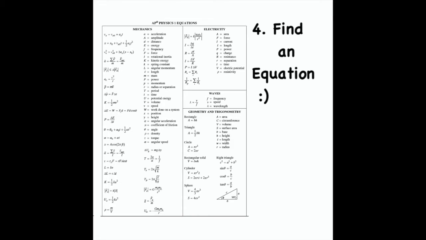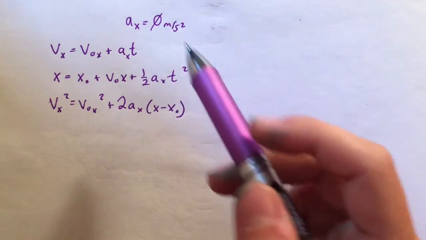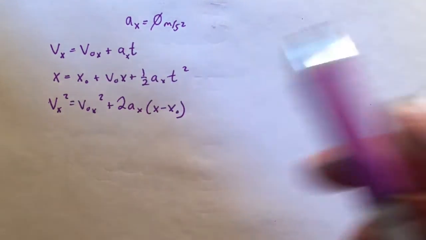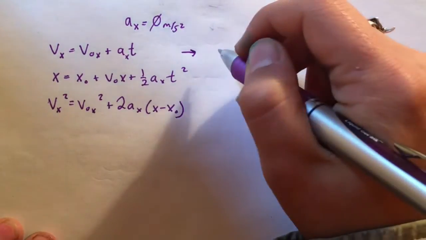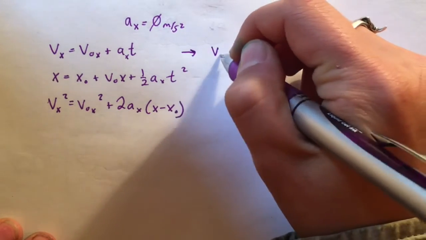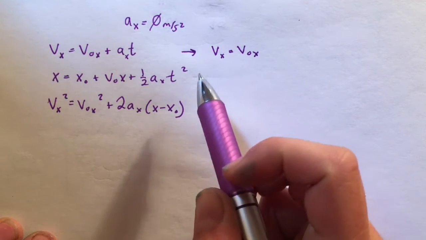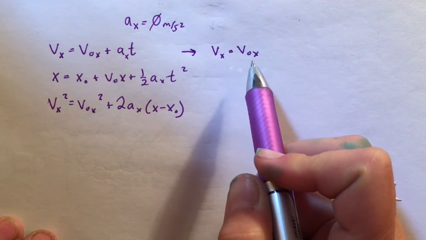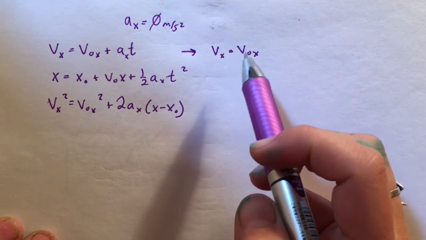Before we choose an equation, because our acceleration in the x direction is 0, I want to show you what's going to happen if you plug in that 0. So if I plug in ax equals 0 for the first equation, I get vx equals v naught x. That's a true statement. We're saying that the final horizontal speed equals the initial horizontal speed. That's not wrong, but is that going to help me solve for anything?